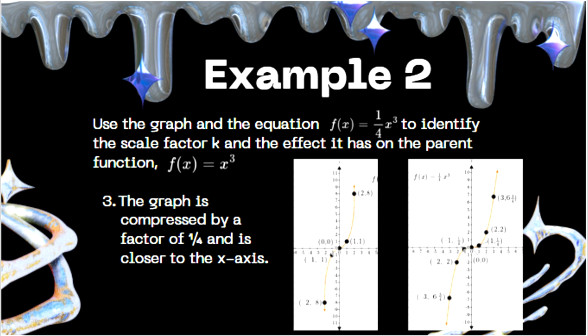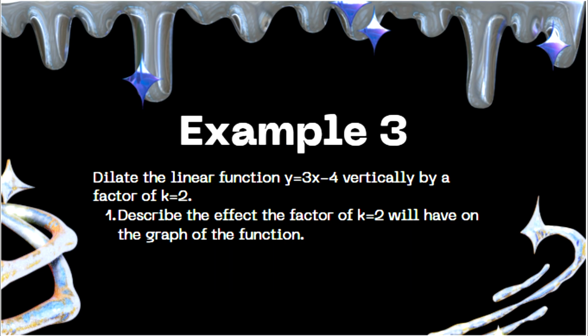Therefore, the graph is compressed by a factor of 1/4, and it is closer to the x-axis. Okay, everything got moved closer. When x is 1, it was sitting at y as 1. Now it's sitting at y as 1/4. I can't read it that small.